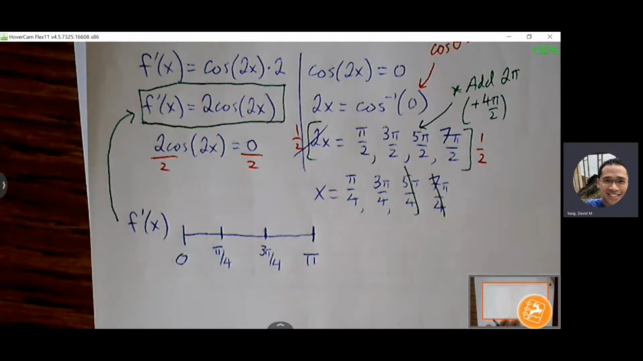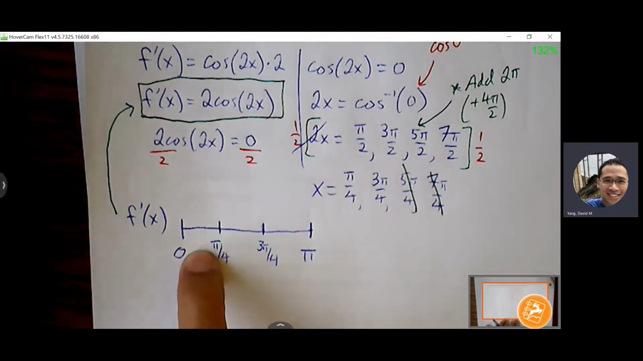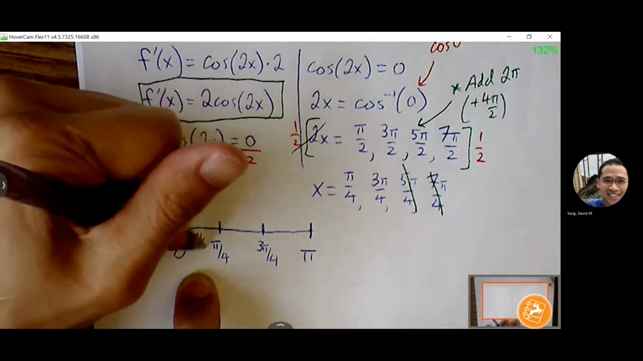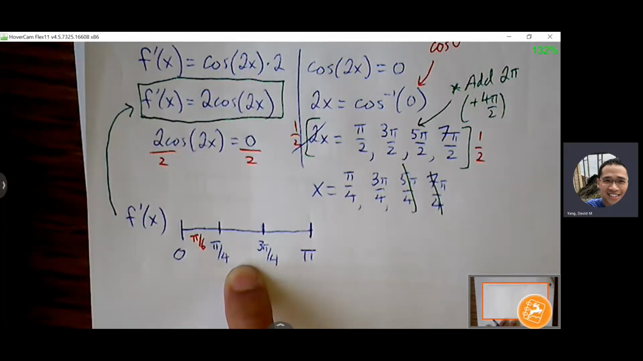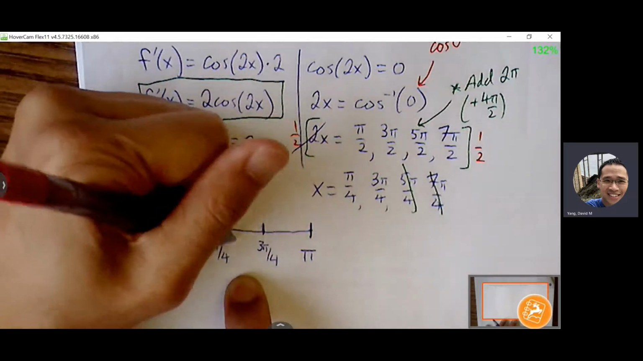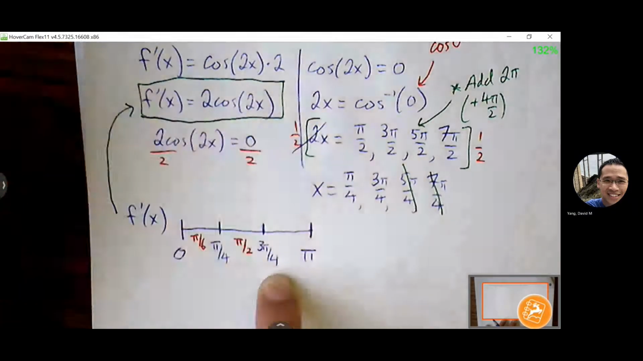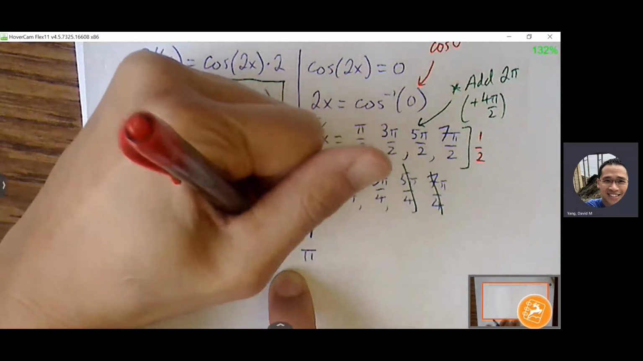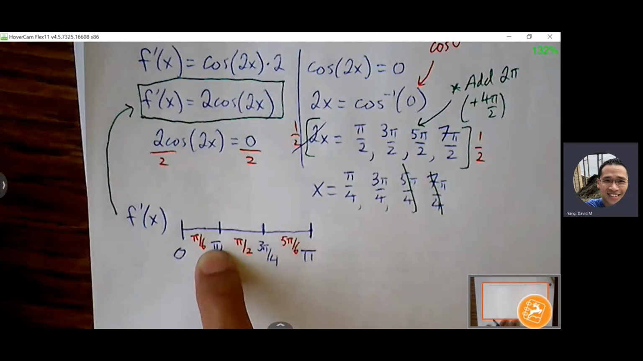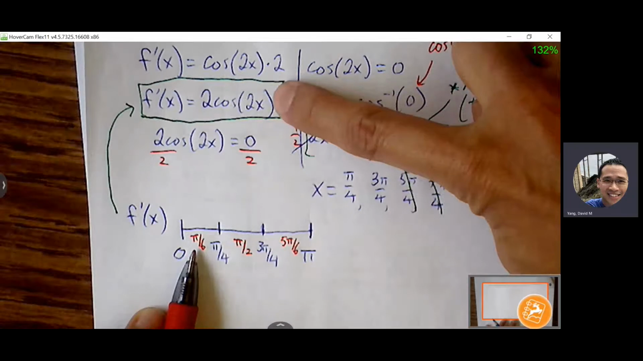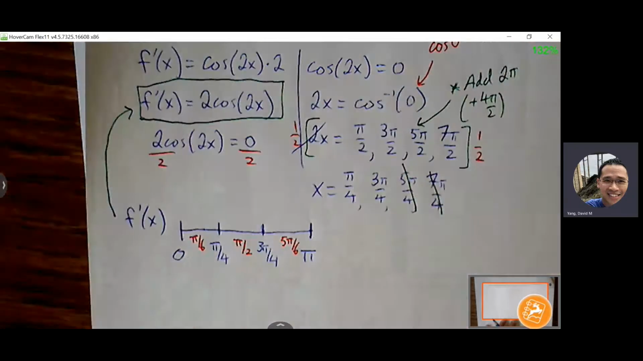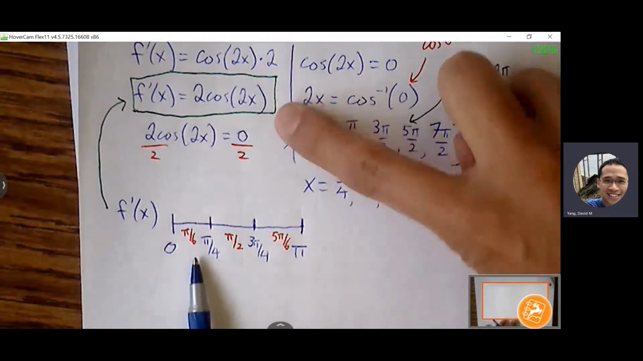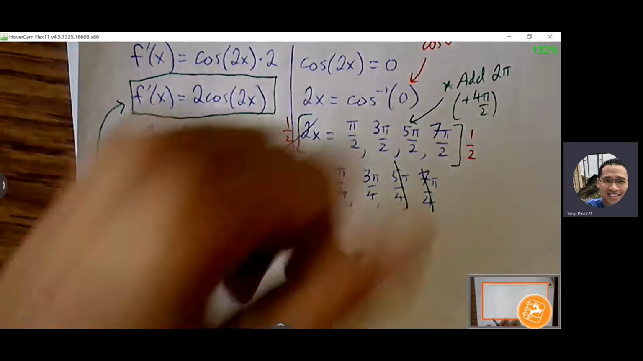Let's choose some convenient values that land inside the interval. Between 0 and pi over 4, I can choose pi over 6. Between pi over 4 and 3 pi over 4, I can choose pi over 2. And between 3 pi over 4 and pi, I can choose 5 pi over 6. Okay, I'm going to insert these test values in for x of the derivative and see if I get positive or negative values. Okay, so first up, I'll test pi over 6 in for x.